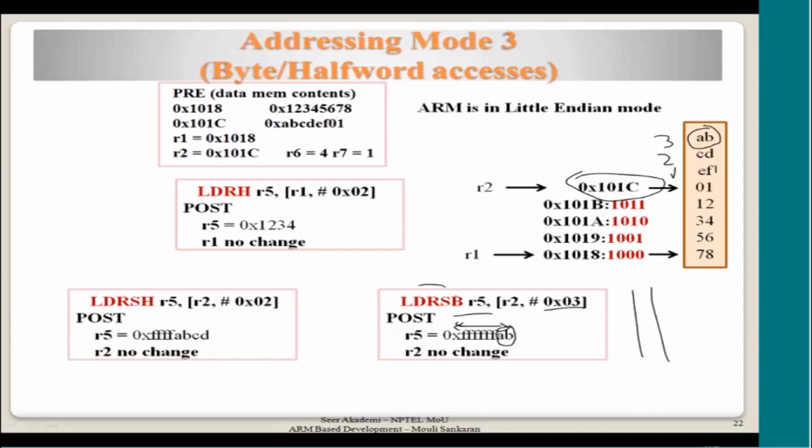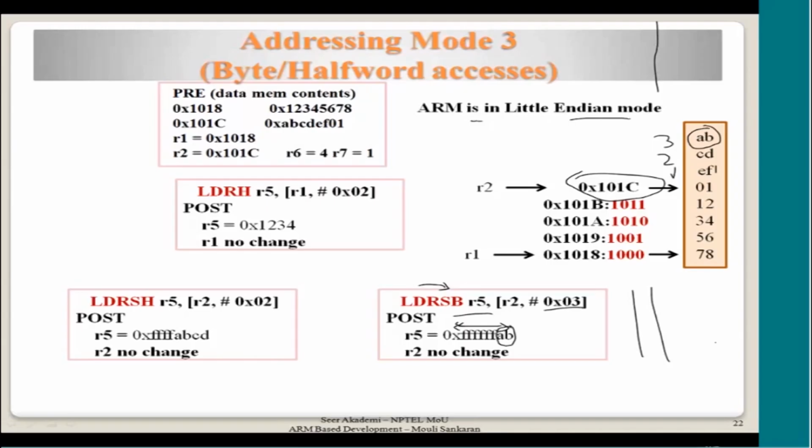So if you see the difference between address mode 2 and 3, mode 2 was only supporting word and unsigned byte. Mode 3 supports byte, signed byte and half word accesses, plus signed half word accesses. That's what I have given you examples of here. Okay. So I hope this is clear to you.